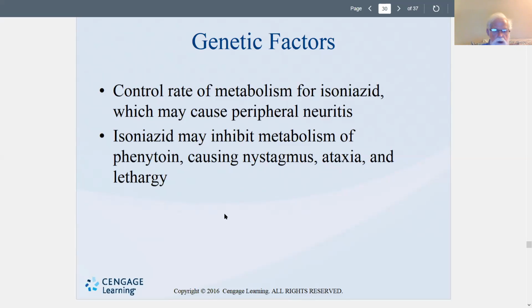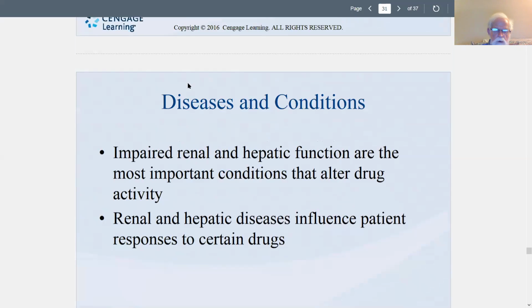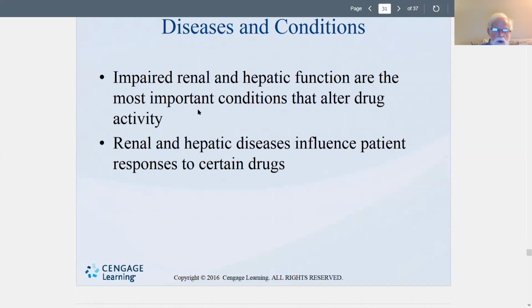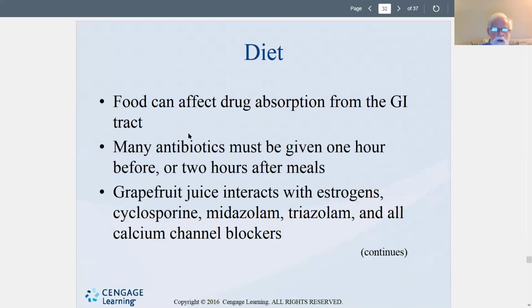Okay, there's an example here with isoniazid, which can inhibit phenytoin, an anti-seizure drug, and cause all sorts of problems. Renal and hepatic disease will certainly influence patients. Diet, the food we eat.